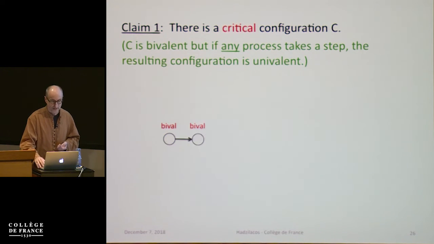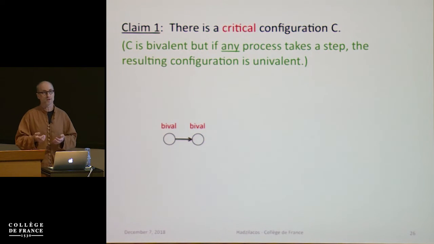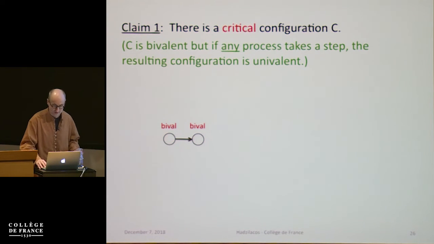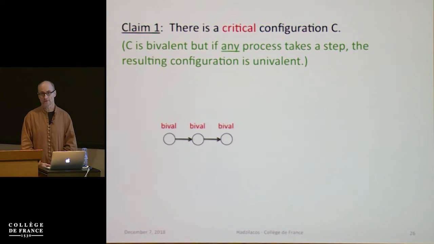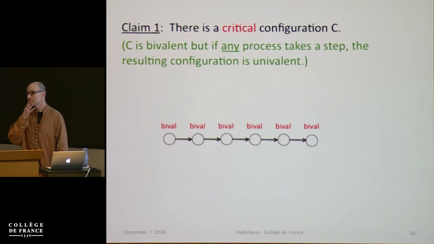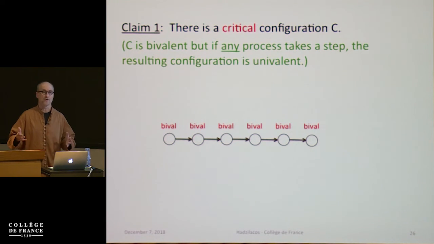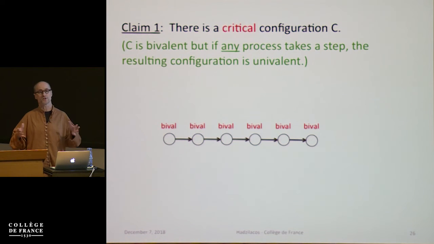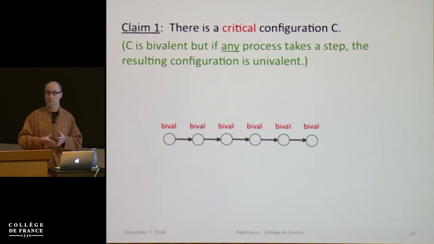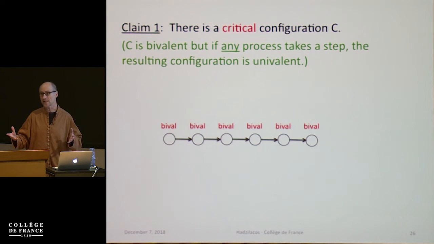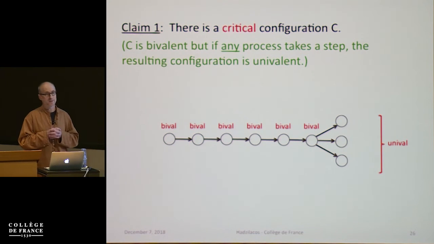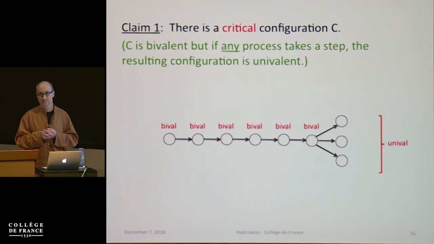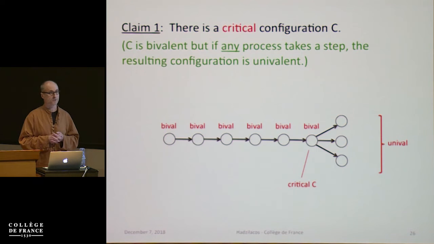If this bivalent configuration is critical, I'm done. If it's not critical, then by definition, there must be a step by some process that leads to a bivalent configuration. If this configuration is critical, I'm done. If not, again, there is some step of some process that results in a bivalent configuration. And so on, but this cannot go on forever, because if it did, I would construct an infinite execution in which every configuration is bivalent, meaning nobody ever decides. So at some point this has got to stop, which means that no matter who takes a step, the resulting configuration is univalent. Well, this is my critical configuration that I promised you exists.